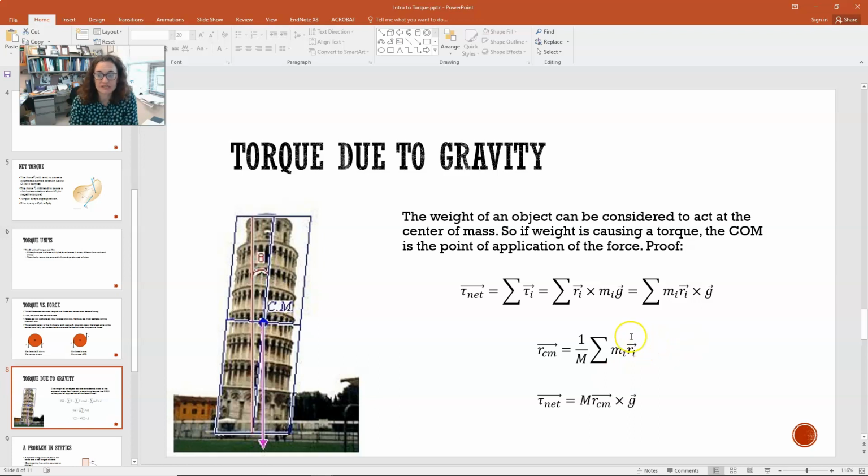And so I could indeed consider this as one position vector that points from the point of origin to the point of application of the force, which is considered to act at the center of mass. So that's my proof there.